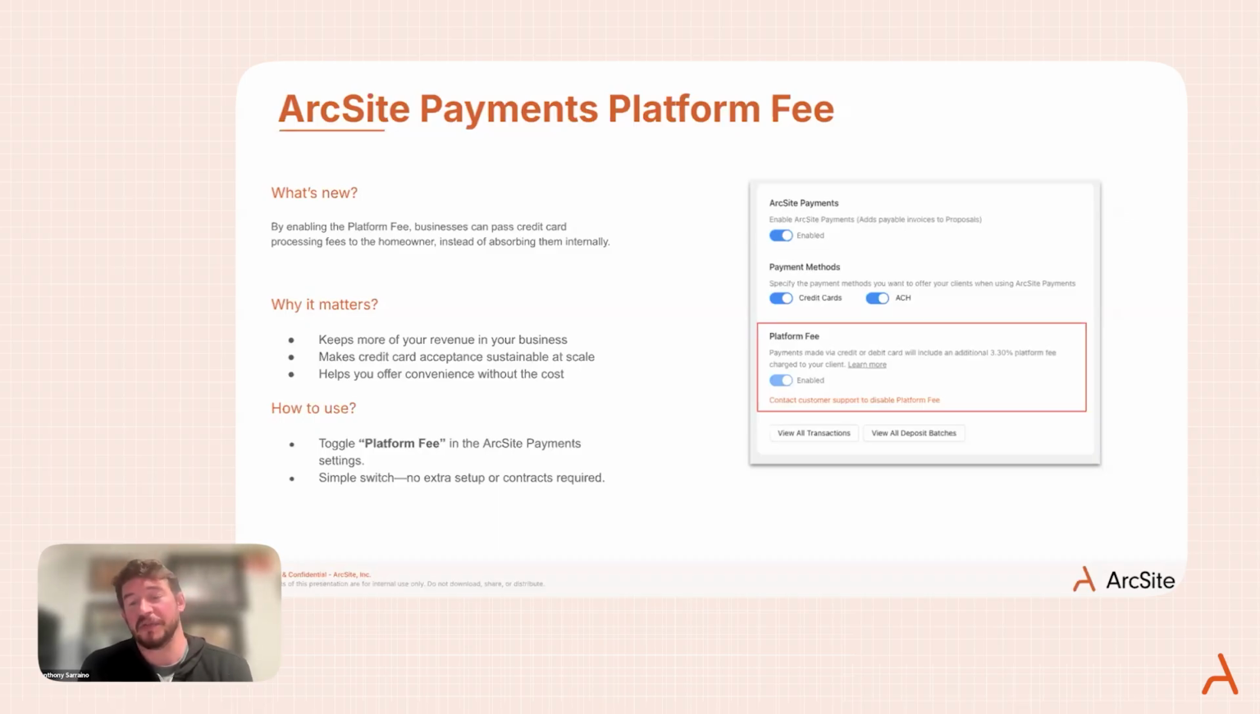So depending on how much volume you're doing per year, it's a really great feature that you want to make sure you are enabled if you are taking payments today. Because again, it could save you thousands, if not many thousands of dollars if you are operating inside of ArcSite payments today. So again, it's really easy to set up. If you are a part of ArcSite payments right now, you're just going to your payments backend and you're going to see this new toggle for a platform fee. You're going to want to enable that.